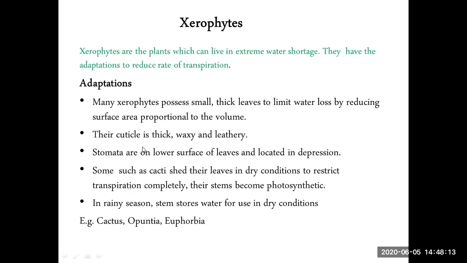Third, their stomata are present on the lower surface and stomata are present in depression. Sunken stomata, S-U-N-K-E-N, sunken stomata. Stomata present in depression. This will also reduce rate of transpiration. As the stomata are not exposed to direct light, transpiration is reduced.